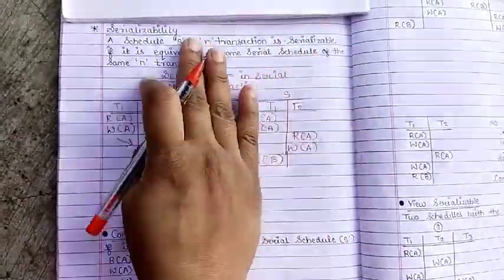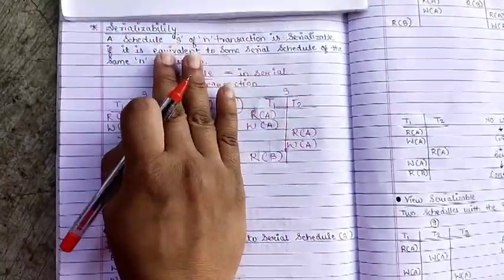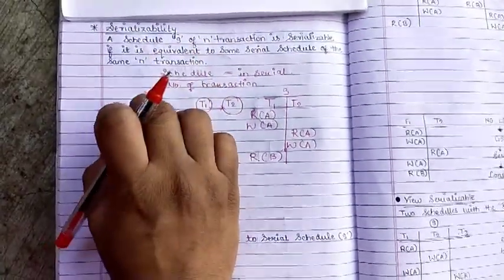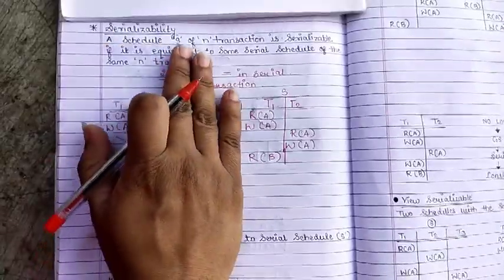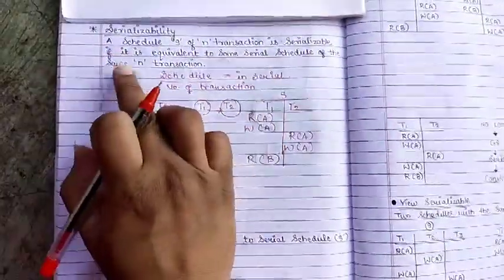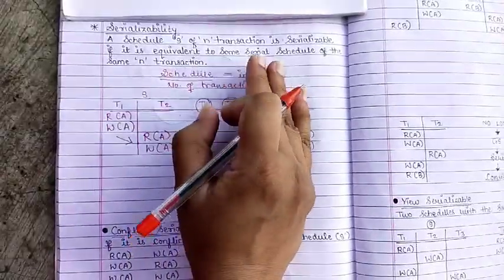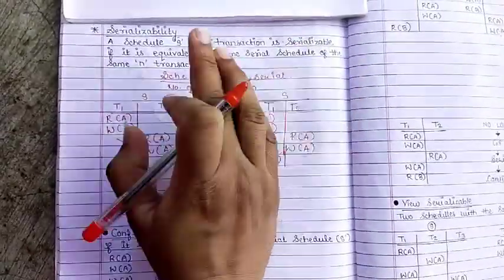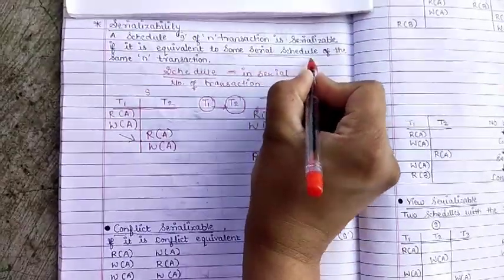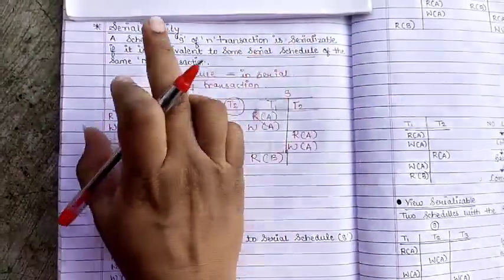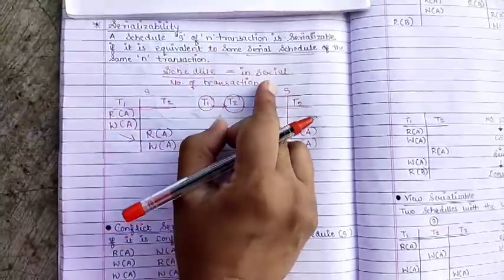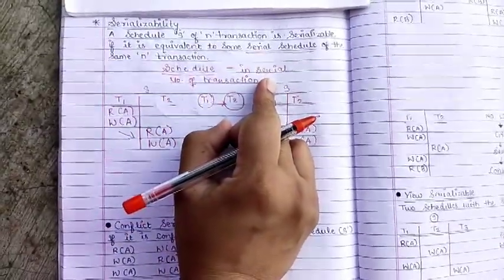Now the next topic is serializability. This is a very important topic in transaction management. So what does it define? It defines that a schedule S of n transactions is serializable if it is equivalent to some serial schedule of the same n transactions. In simple words, whatever the schedule is, it should be in the form of a serial.